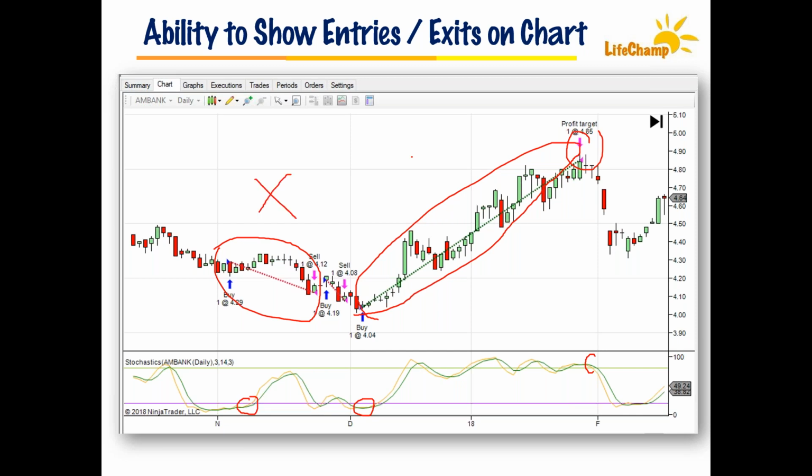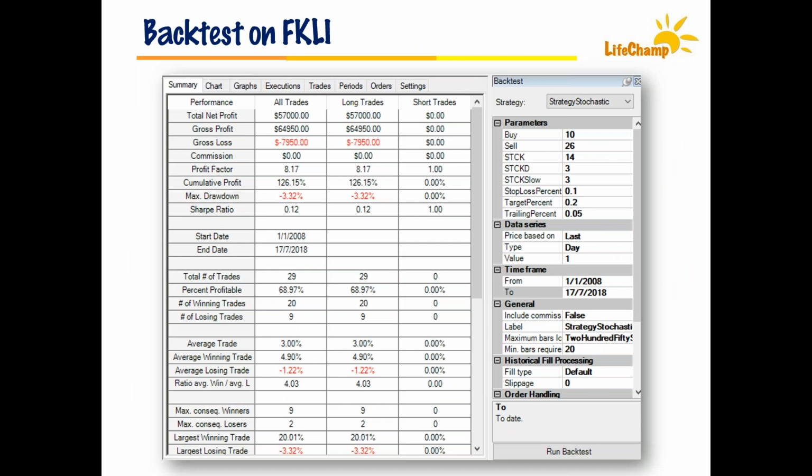So the first signal fails, the second one you make money. So this at least shows you that no matter how good you define your system, you still run into some losing trades. Here we show you some using actual data. Actually it works for FKLI for the past few years, but again, you're trying to assume history may repeat. But if history doesn't repeat, how are you going to do it?